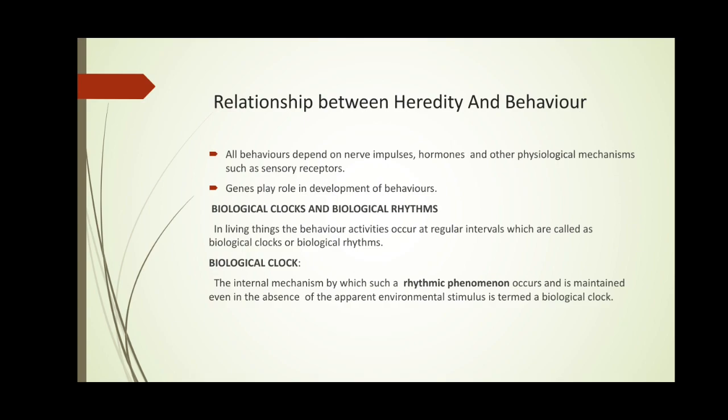Even the capacity of learning is determined by inheritance, or it also is inherited. For example, different members of the same species vary in the expression of certain behaviors because of variations in the genes. So every organism has a certain set of genes which will specify the specific type of behavior of that particular organism.